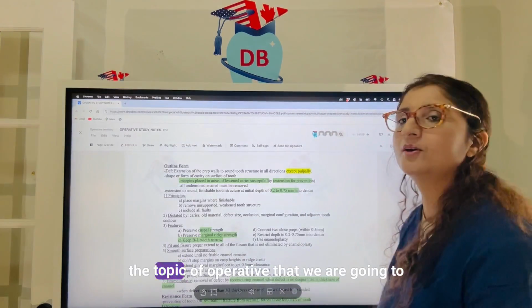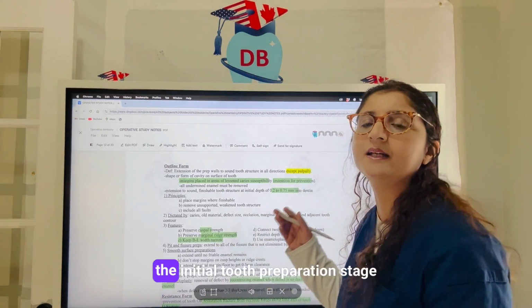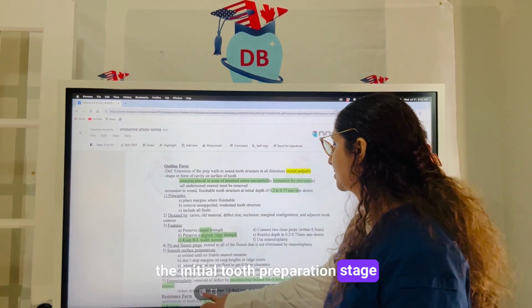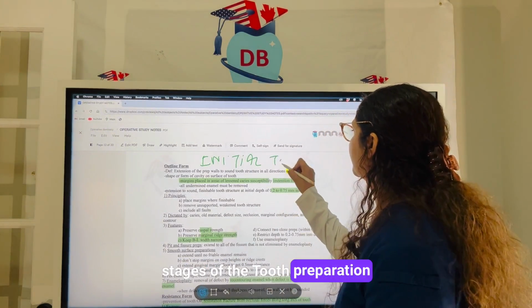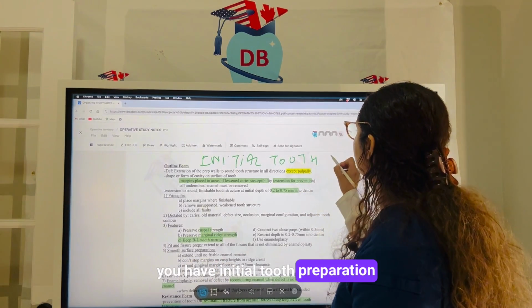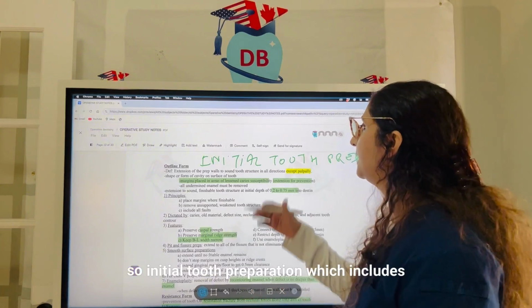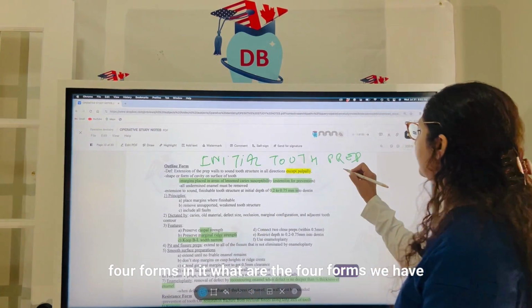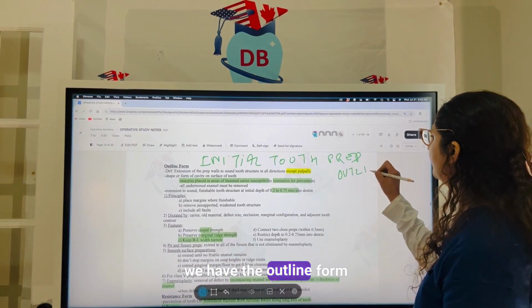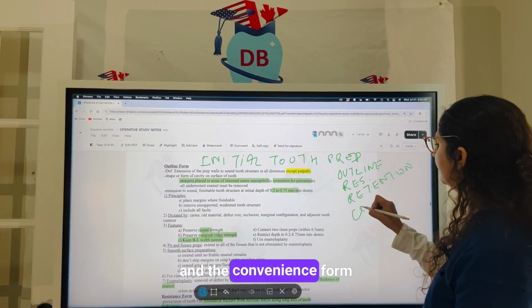Today, the topic of operative that we are going to take is the initial tooth preparation stage. There are two stages of the tooth preparation. You have initial tooth preparation and you have the final tooth preparation. So initial tooth preparation includes 4 forms in it. What are the 4 forms we have? We have the outline form, resistance form, retention form and the convenience form.